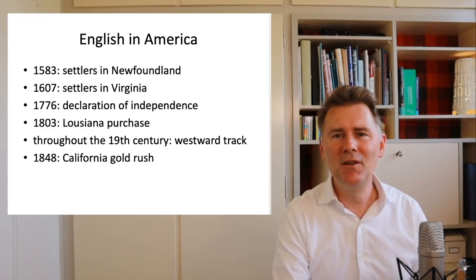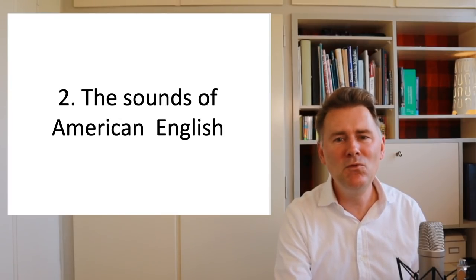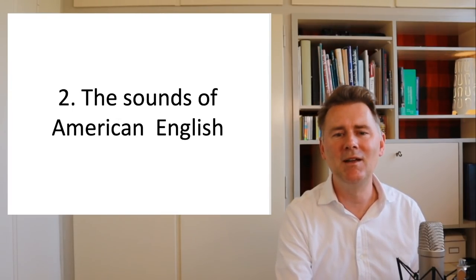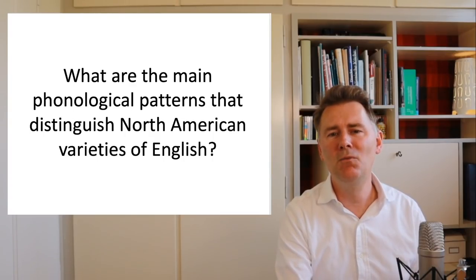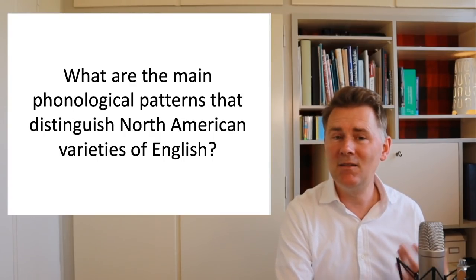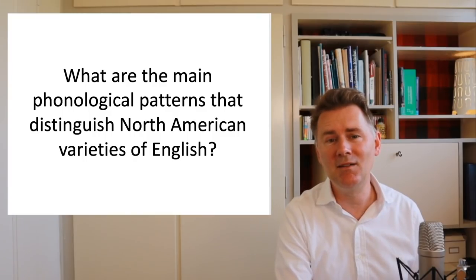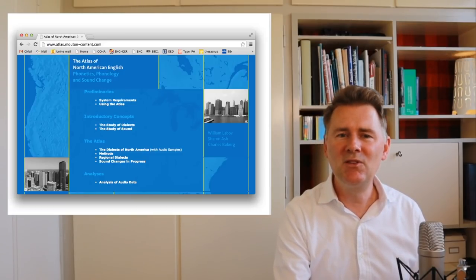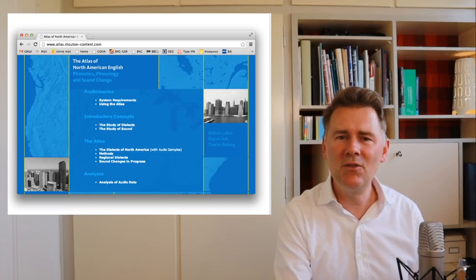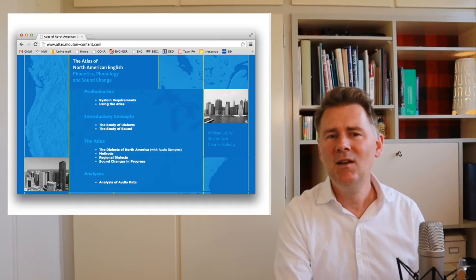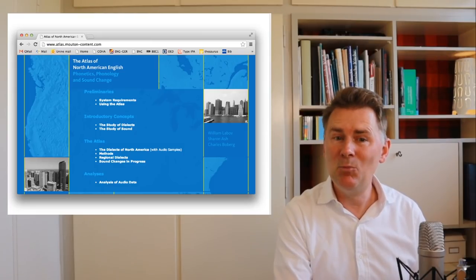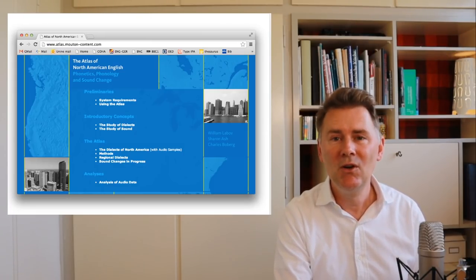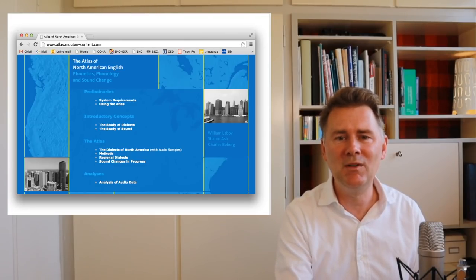Right, so that's all the history I have. Let's move on to the sounds of American English. What are the main phonological patterns that distinguish North American varieties of English? To explore that, we're going to use another fantastic resource, namely the Atlas of North American English, which exists both as a book and as a multimedia resource. So you can see if you find it online and if you have access to it.